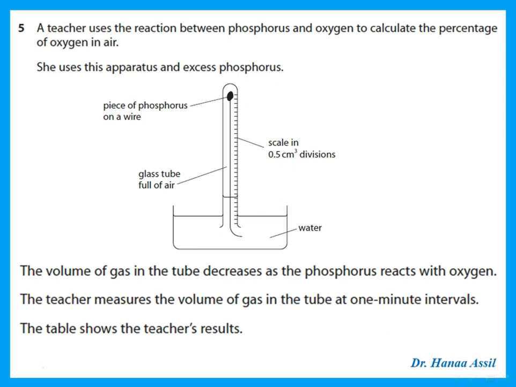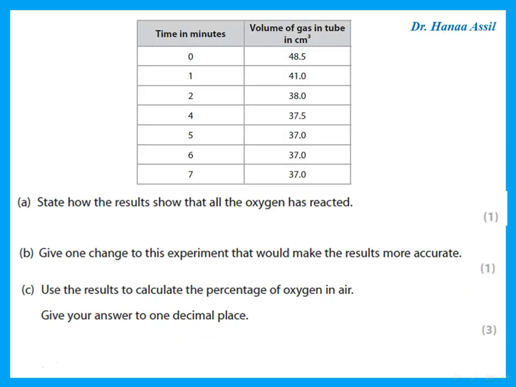The teacher measures the volume of gas in the tube at 1 minute intervals. So we're measuring the volume every minute. The table shows the teacher's results. So where are the teacher's results? Here they are. State how the results show that all the oxygen has reacted. So we started with a total volume of gas in the tube of 48.5.